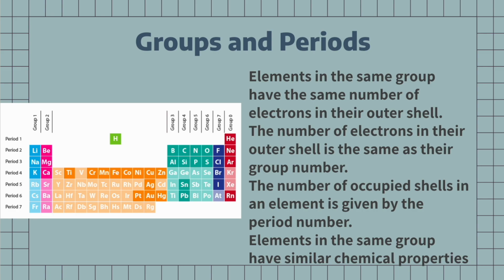So the summary would be that elements in the same group have the same number of valence electrons, and elements with the same period number have the same number of shells. For example, potassium is in group number 1 and in period number 4. This means that it has 1 valence electron in the outermost shell, and it has 4 energy shells.